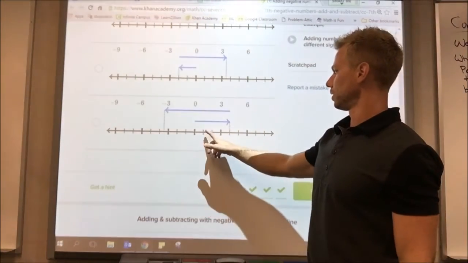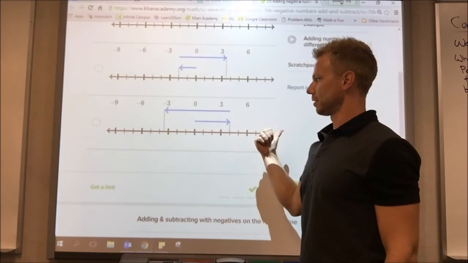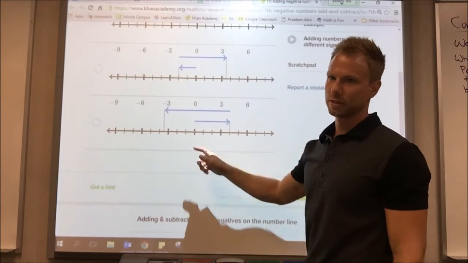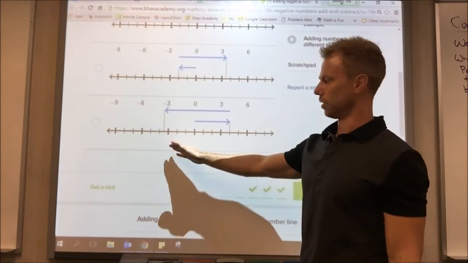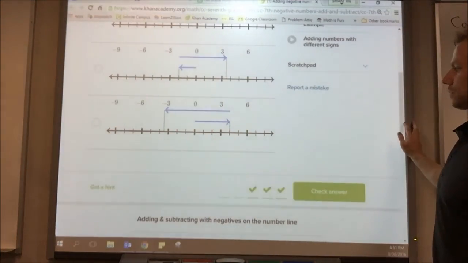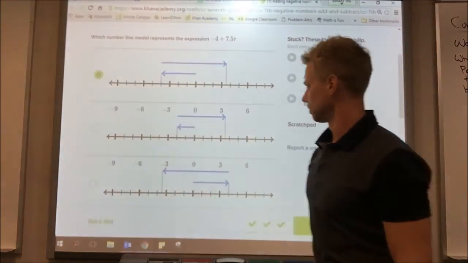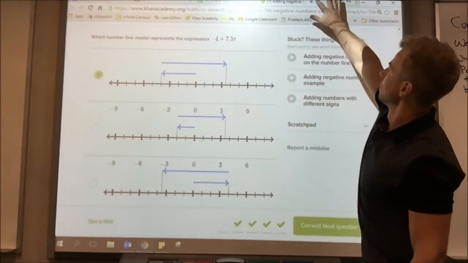This one's going 1, 2, 3, 4 to the right, and then 7.5 to the left, but that's the opposite. We need to go to the left first because it's a negative 4, and then to the right because it's a positive 7.5. So it looks like the first one is the only one that fits, and that's good. Okay.